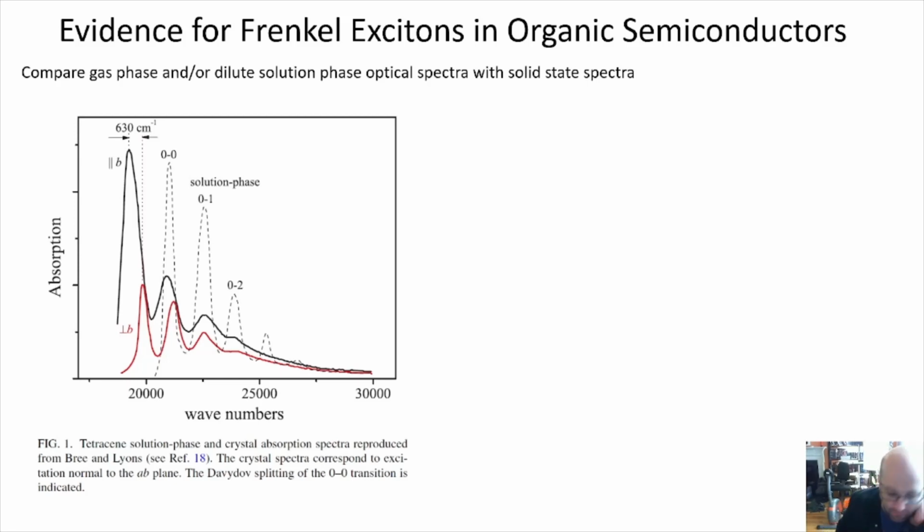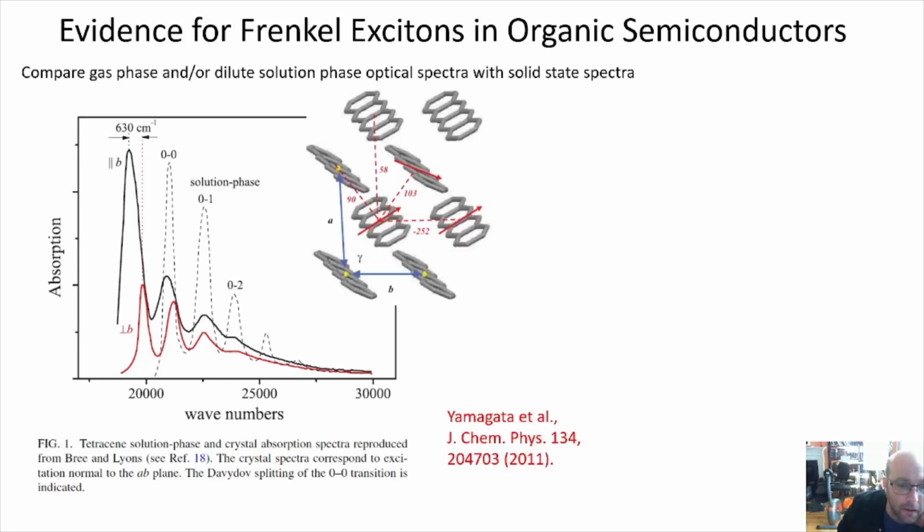And so this is from a paper. The reference is here, Yamagata et al. This is a picture of tetracene in solid state form. You've got this fairly long acene molecule, and then you've got lattice spacings like from here to here that are the pi-pi lattice spacing, where the molecules are displaced with respect to one another.